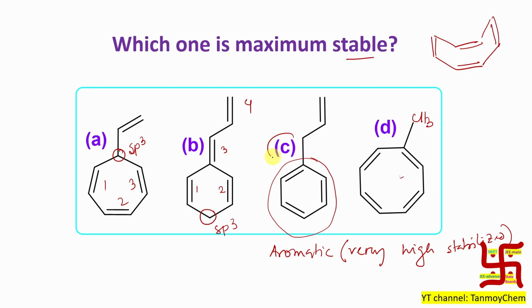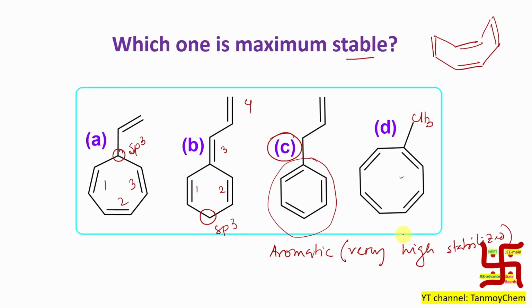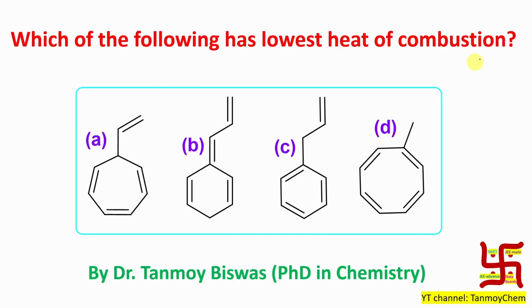So who is maximum stable? Option C. Now based on this data, if option C is maximum stable, it sits at the lowest position on the energy diagram, so the heat of combustion is the minimum. So that is our question: which of the following has the lowest heat of combustion? Obviously option C.